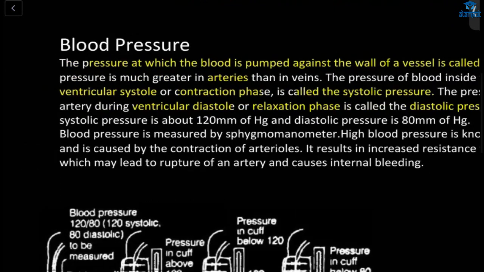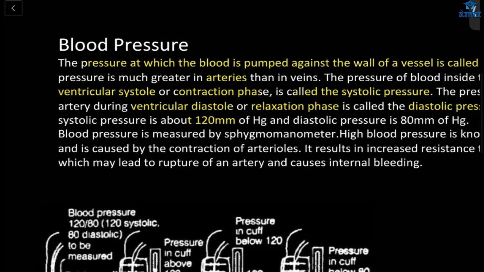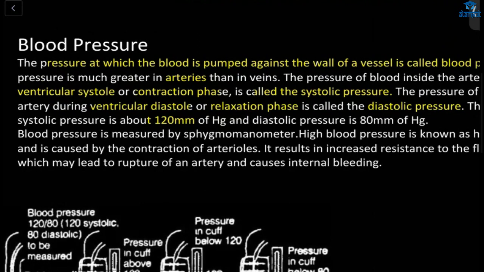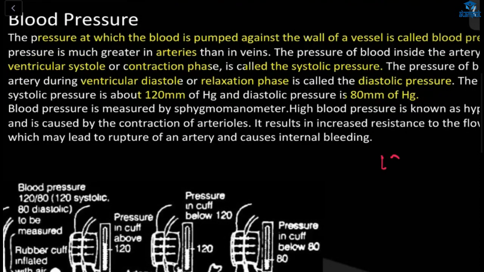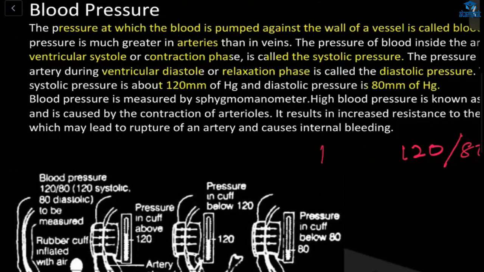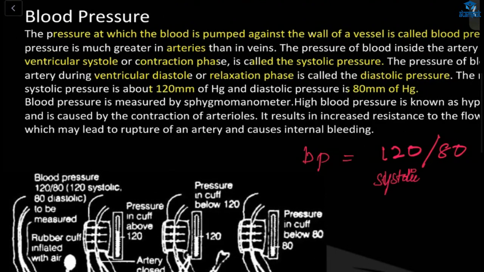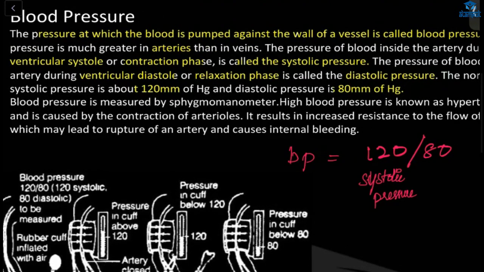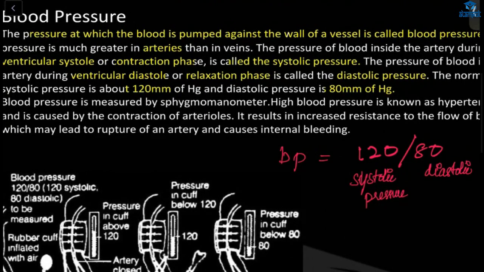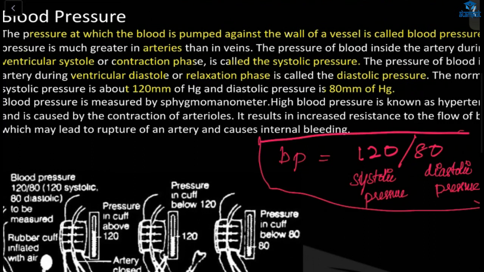The normal systolic pressure is about what? 120 millimeter of mercury, and diastolic pressure is about 80 millimeter of mercury. So we always write blood pressure like this: BP is systolic pressure divided by diastolic pressure. Both are ventricular pressures, okay, the pressures of the ventricles are measured. So the ratio of systolic pressure to diastolic pressure is our blood pressure, and it is measured by a sphygmomanometer.